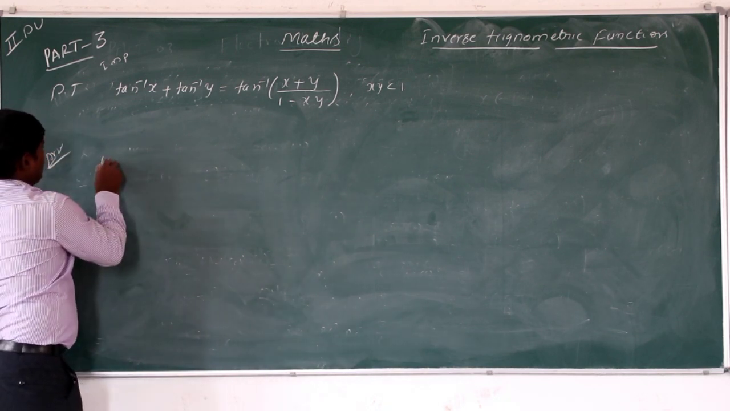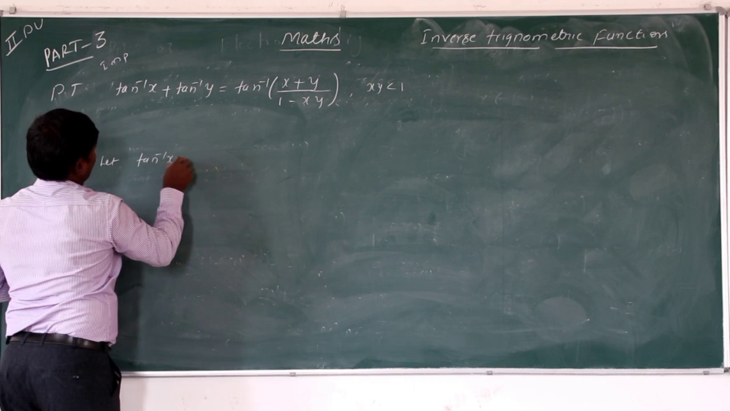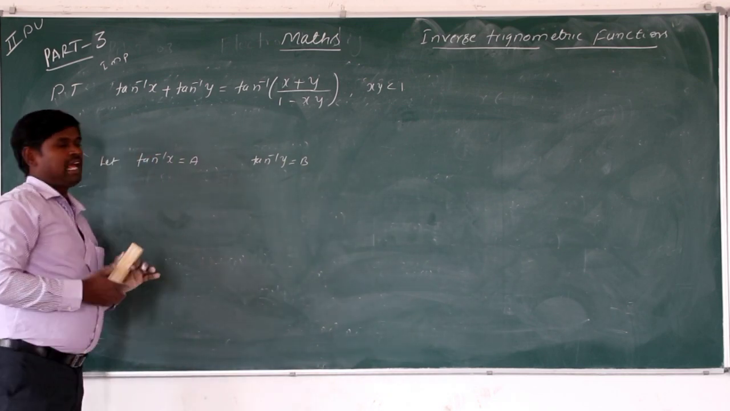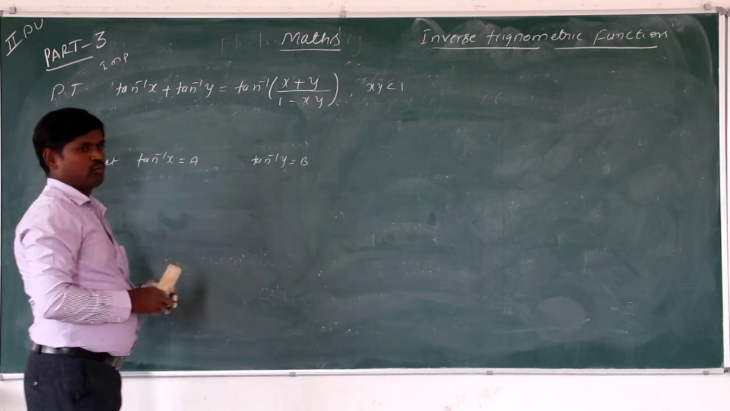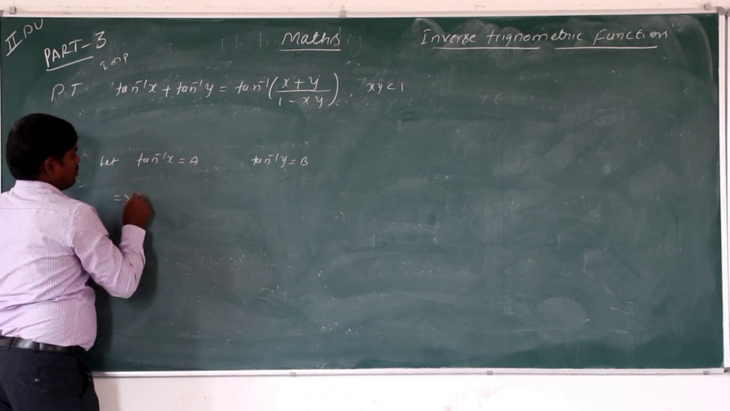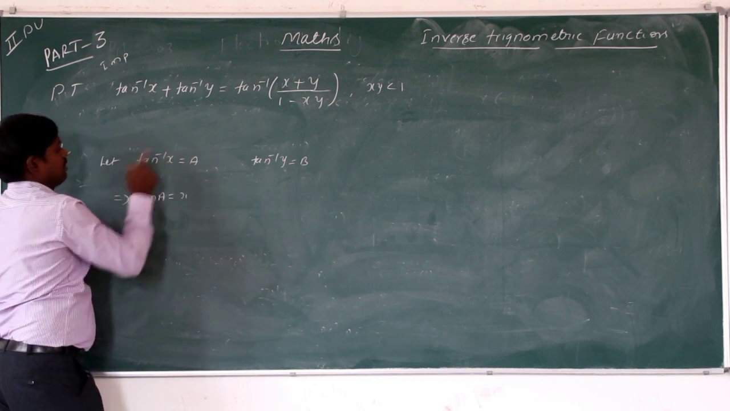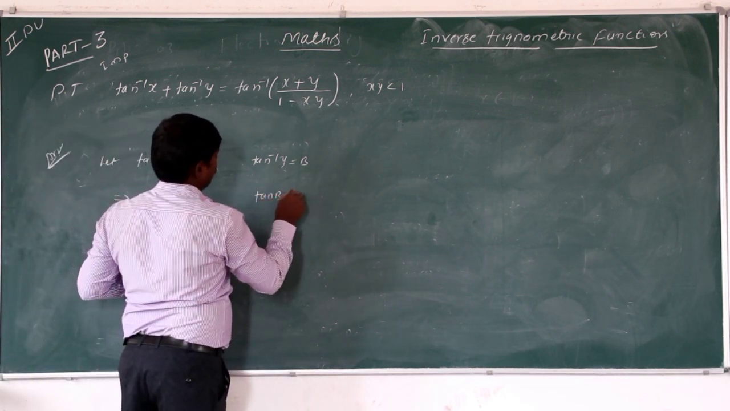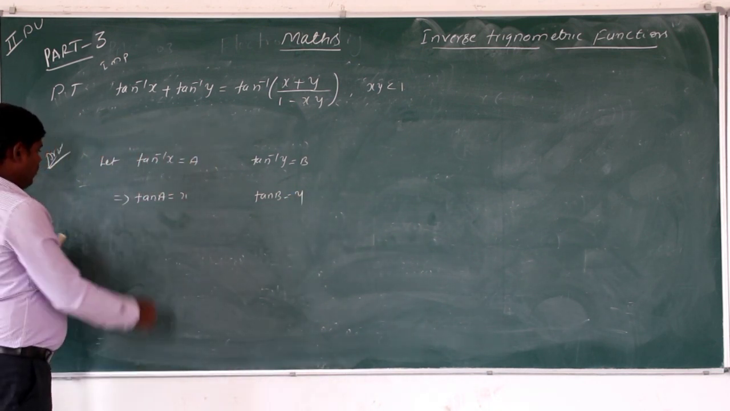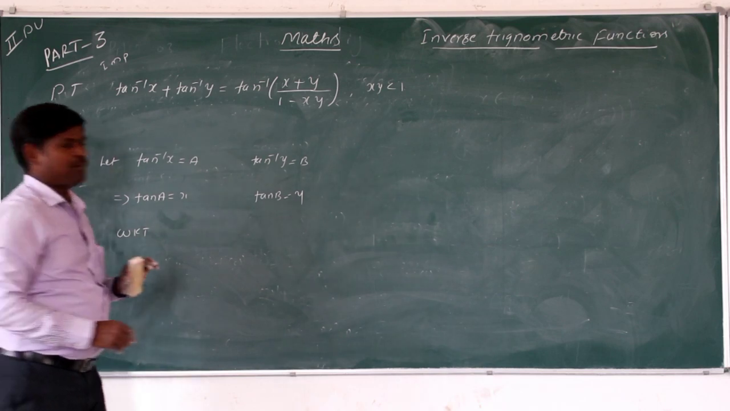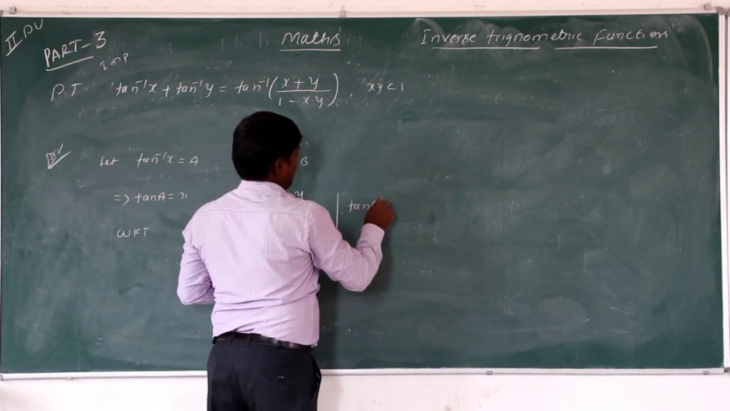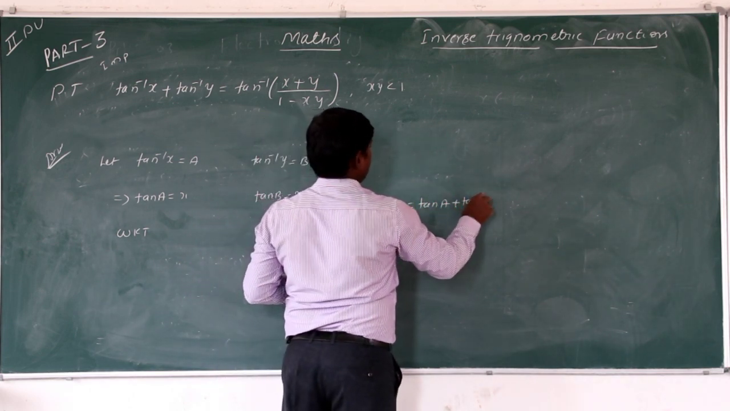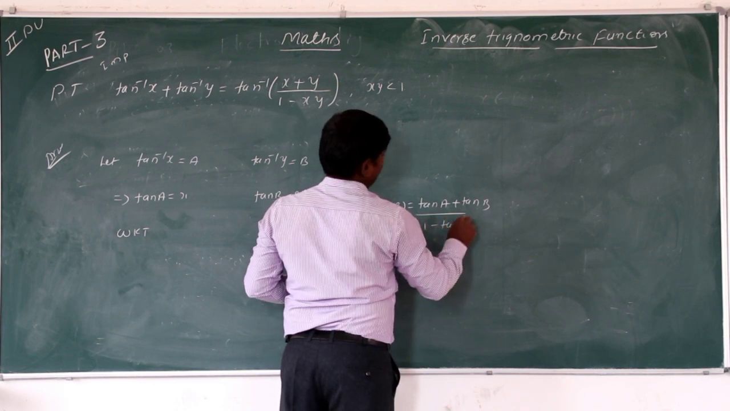Let tan inverse of x be equal to a and tan inverse of y be equal to b. So this implies tan a is equal to x and tan b is equal to y. We know the tan a plus b formula: tan a plus b is equal to tan a plus tan b divided by 1 minus tan a into tan b.